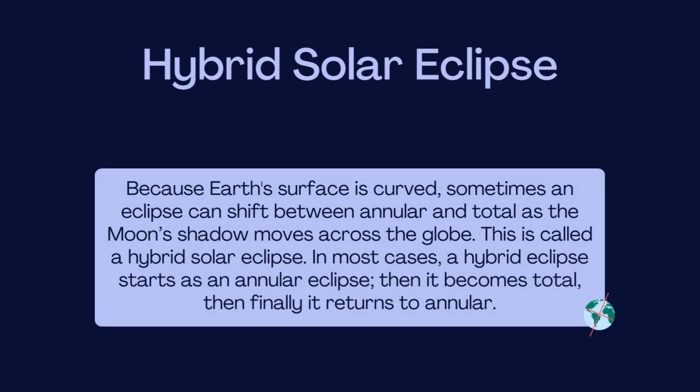Hybrid solar eclipse. Because Earth's surface is curved, sometimes an eclipse can shift between annular and total as the moon's shadow moves across the globe. This is called a hybrid solar eclipse. In most cases, a hybrid eclipse starts as an annular eclipse, then it becomes total, then finally it returns to annular.